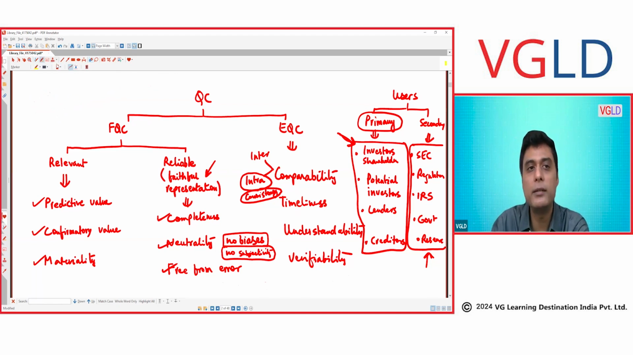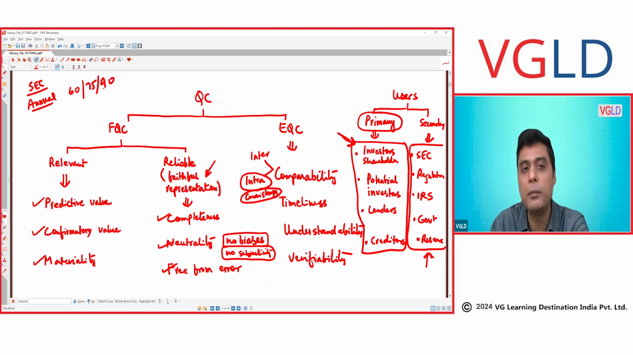Then, of course, timeliness. It has to be produced timely, on a timely basis. And we will see when we talk about SEC reporting, how much time does SEC give. For annual financials, it gives 60 days or 75 or 90, depending on the type of company. For quarterly, it gives 40 days, 45 days, depending on the type of company, right? So it has to be produced timely.